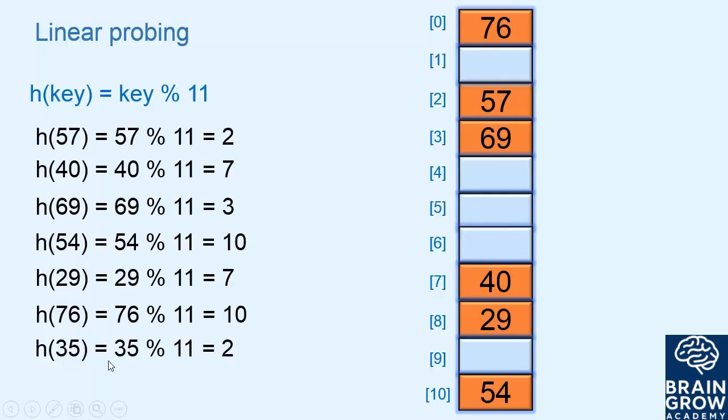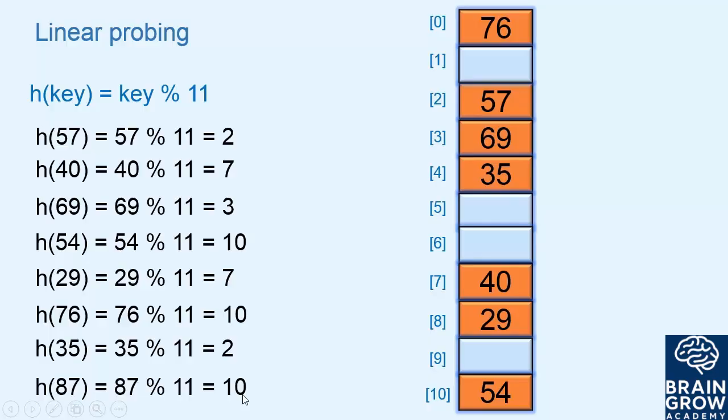Next, this key 35 is mapped to location 2. This location 2 is already occupied, so we look at the next location. This next location is also occupied, so we look at the next location, location 4. Now this location is empty, so we can insert the key here.